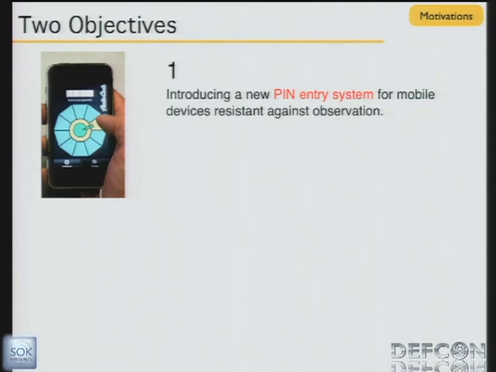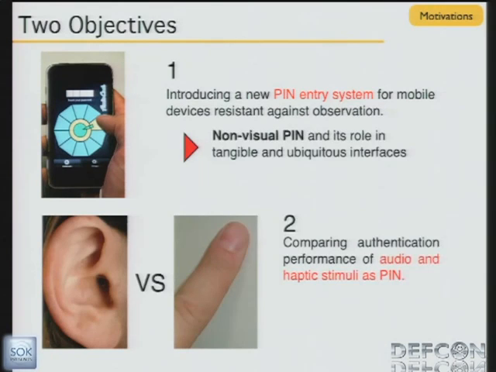So it would be great if we had an invisible PIN entry method that could use an alternate sensory modality, just like the haptic keypad. But should it be audio or touch? And we can write off smell and taste, I think, for the moment.